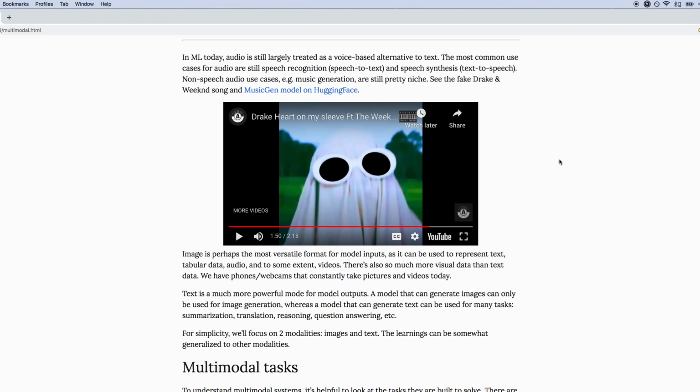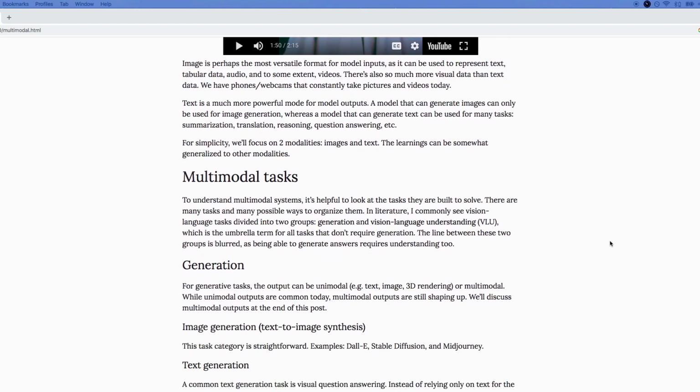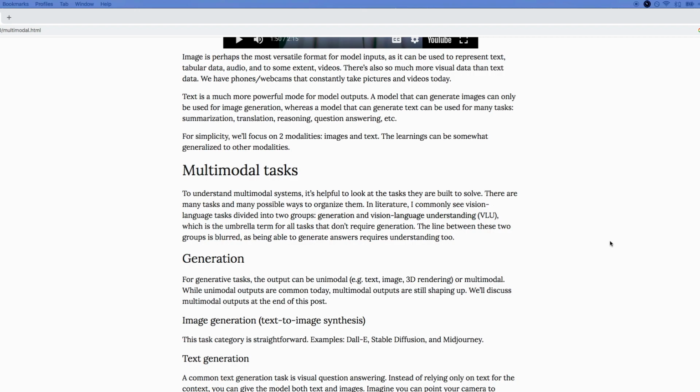So that's that. Let's resume. Hugging Face. Image is perhaps the most versatile format for model inputs, as it can be used to represent text, tabular data, audio, and to some extent, videos. There's also so much more visual data than text data. We have phones and webcams that constantly take pictures and videos today.